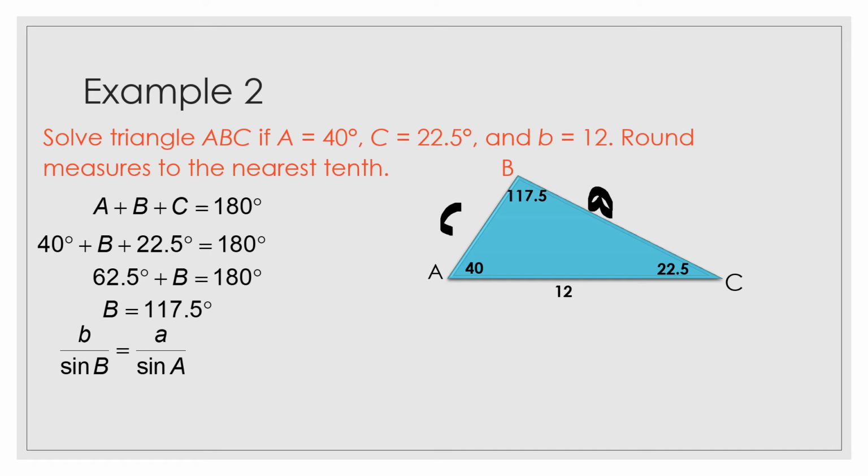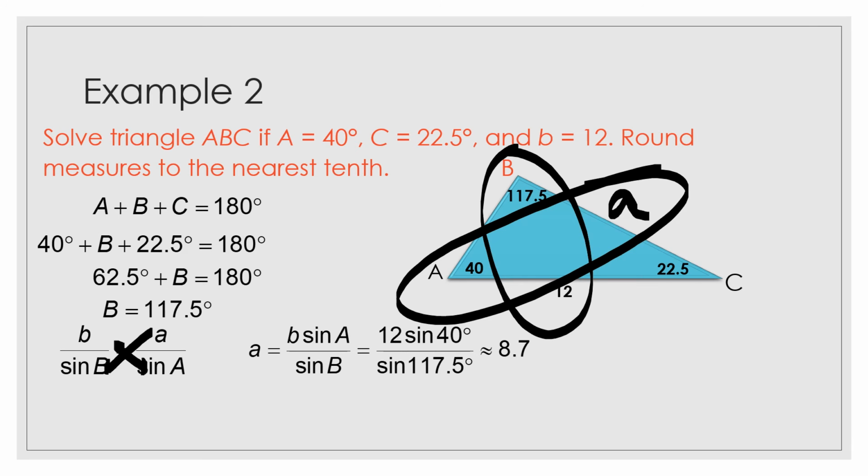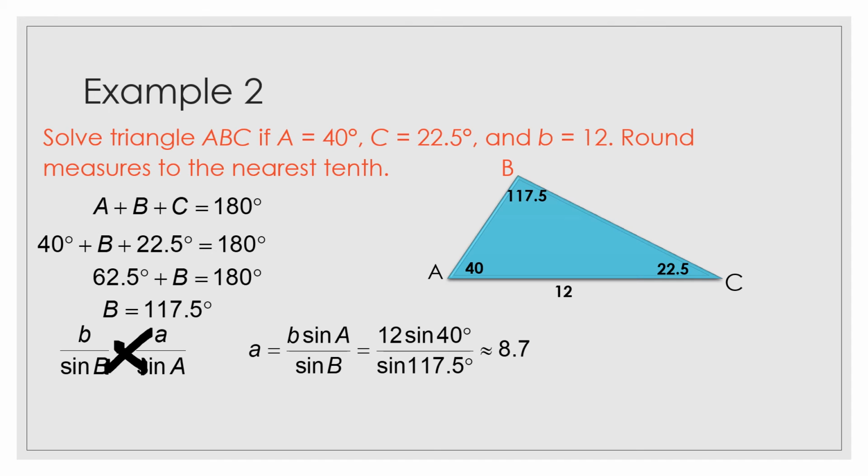So here we're going to make use of the law of sines. We take B with the side facing it, and we're going to take A definitely with the side facing it, because that's what we need to find. We need to find small a. So cross multiply and divide. We got a equal to 8.7. Now we still have to find small c.